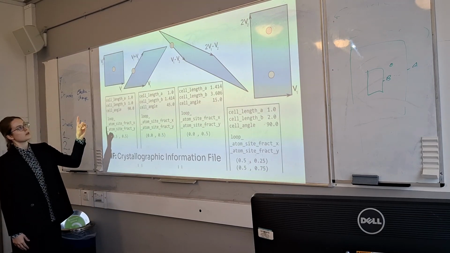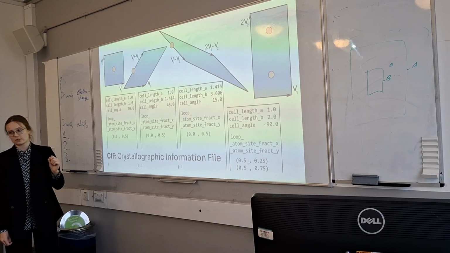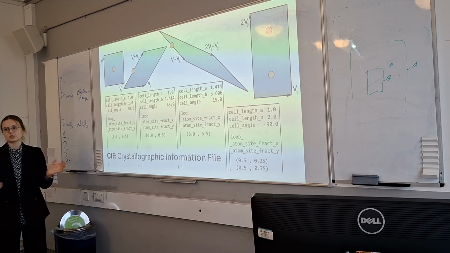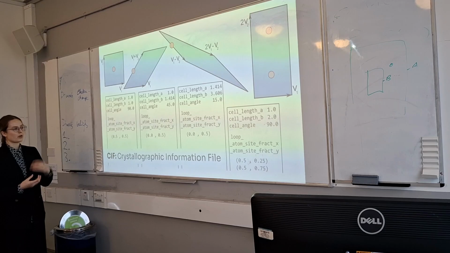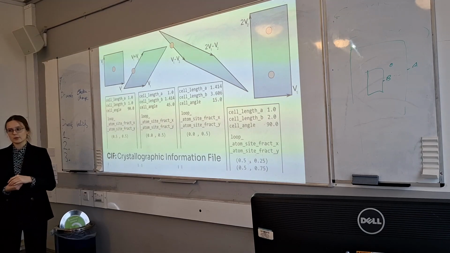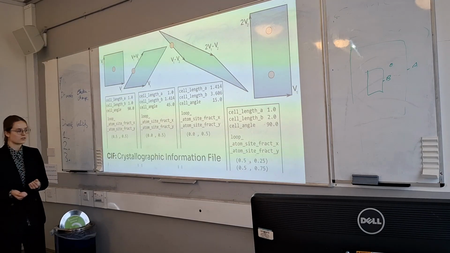So if you remember, these unit cells with these motifs give the same crystal, the same square crystal. But I'm going to have completely different files. So if I just open up the files, you're not going to be able to tell if they're the same crystal or not.